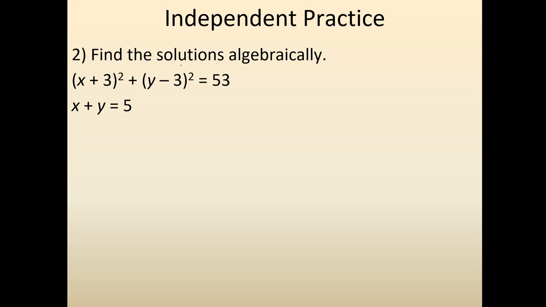All right, so same thing. I'm going to subtract this x over here. 5 minus x. Plug it into here, so I get x plus 3 squared. And then I'm going to get a 5 minus x minus 3 squared equals 53.